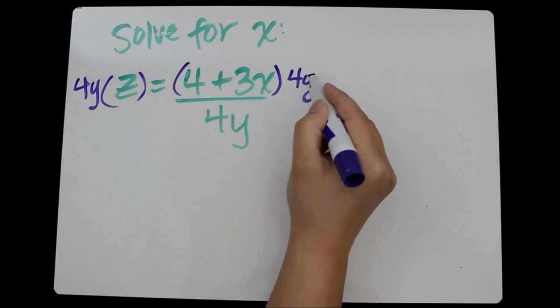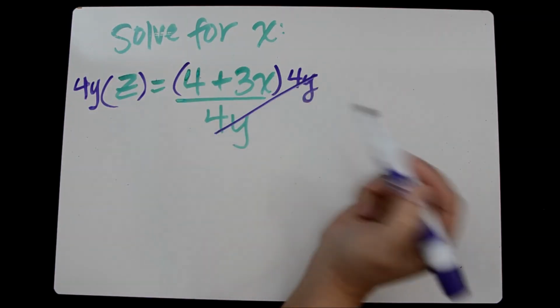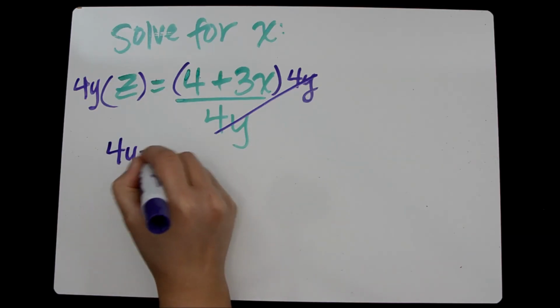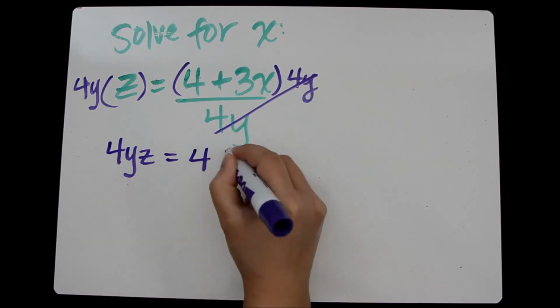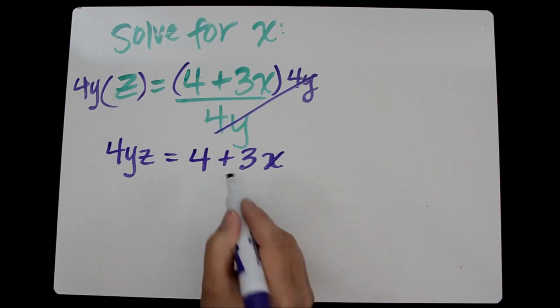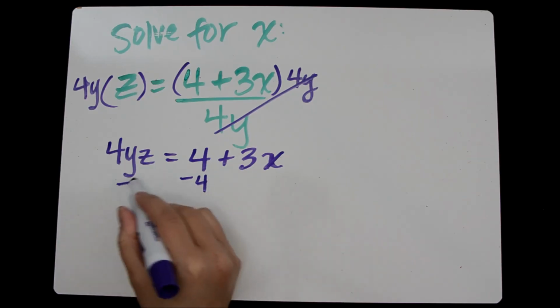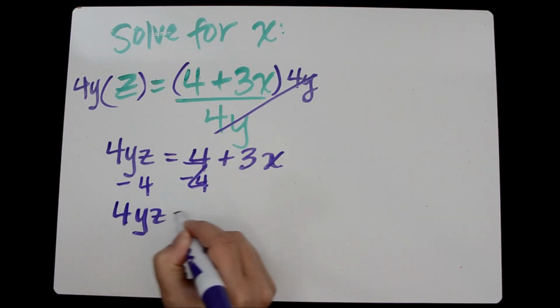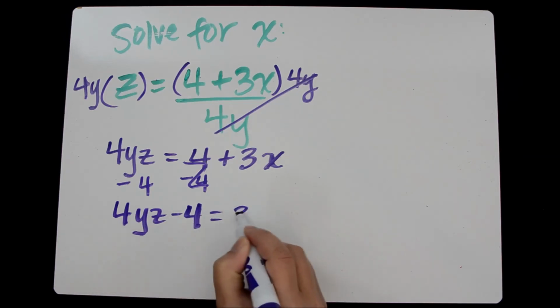When we do that, it ones out on the right-hand side because it's something divided by itself. On the left-hand side, we're left with 4yz is equal to 4 plus 3x. And now it's like a two-step equation. I just have to undo the constant by subtracting. We get 4yz minus 4 is equal to 3x.